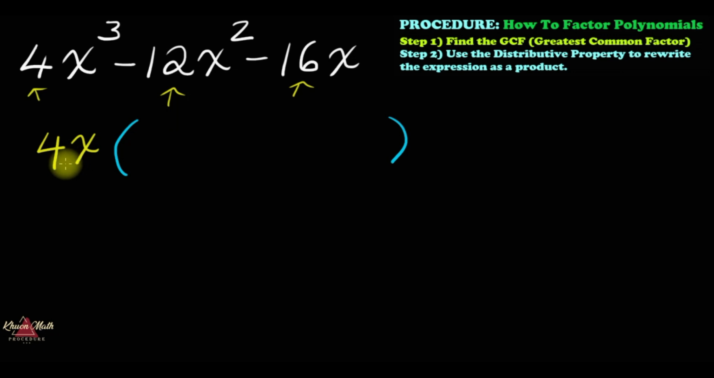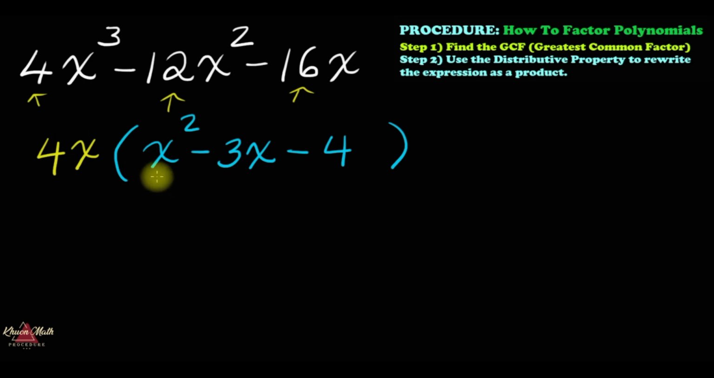So let's see. 4x goes into 4x cubed. That is going to be x squared times. So 4x times x squared is going to be 4x cubed. And then 4x goes into 12x squared. That is going to be 3x. And you can check it. If you take 4x times 3x, you have 12x squared. And then 4x goes into 16x is 4 times.